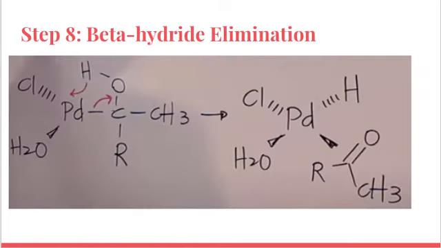Step 8 is another beta hydride elimination, where you can see basically the same thing occurring. This beta hydride right here breaks off of the beta atom, bonds to the palladium, and then the electrons here go into the oxygen-carbon bond, and you have that pi bond right there.